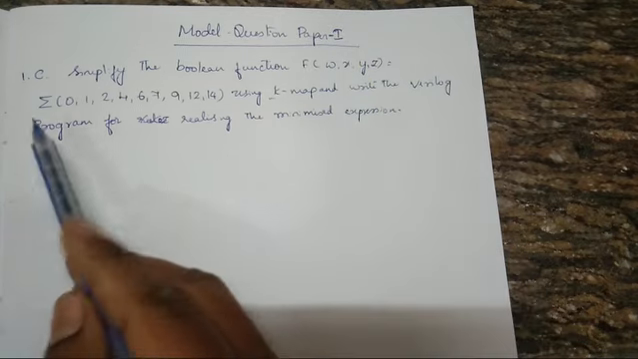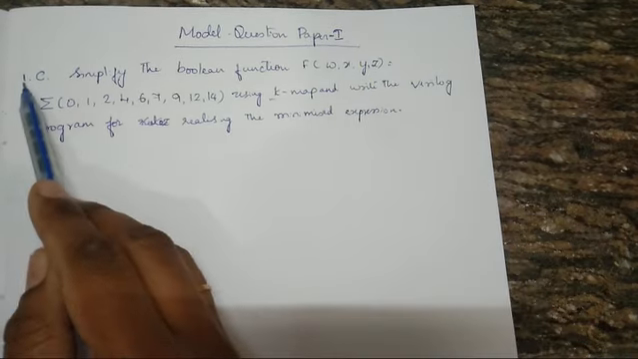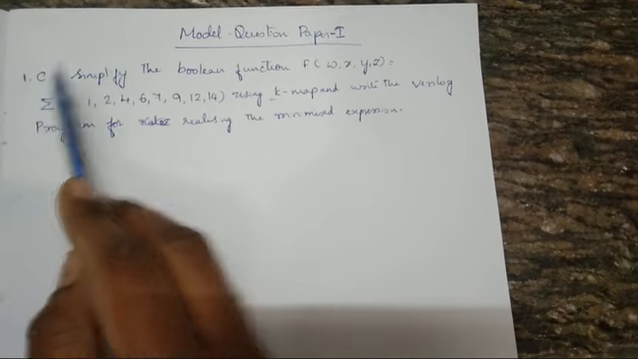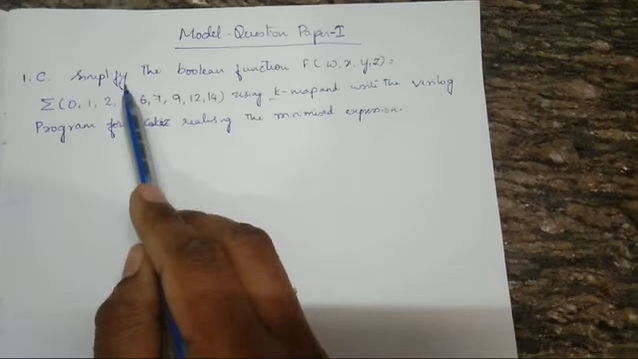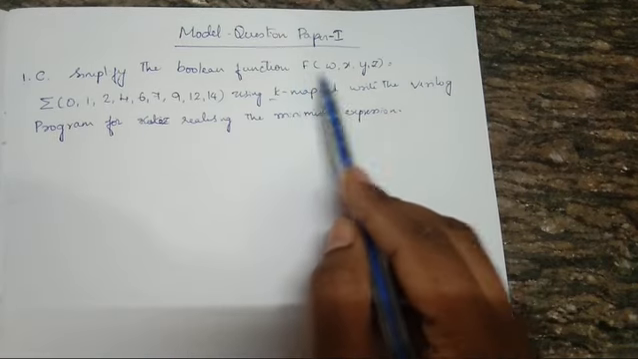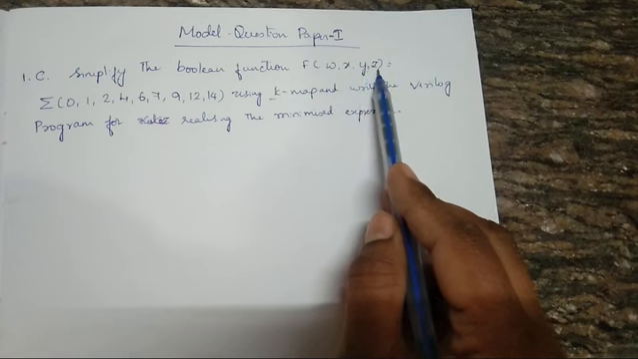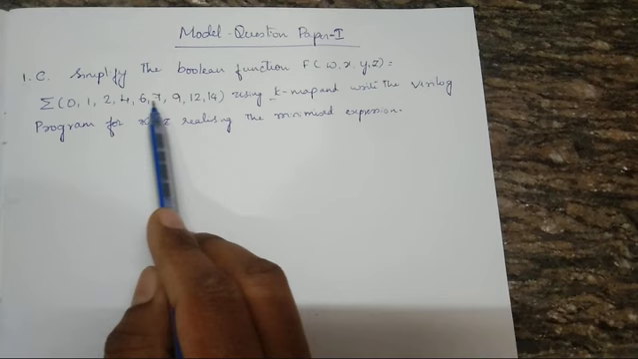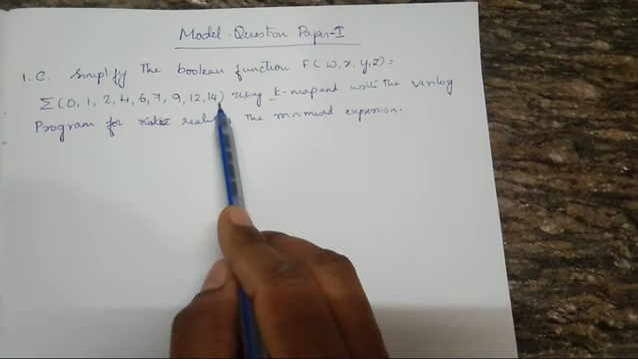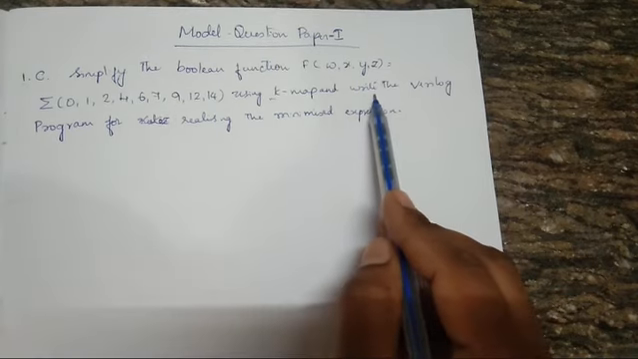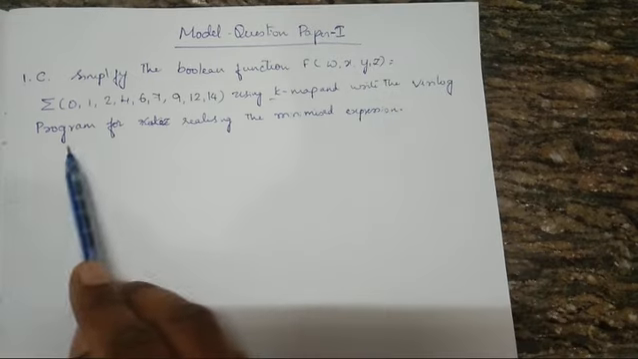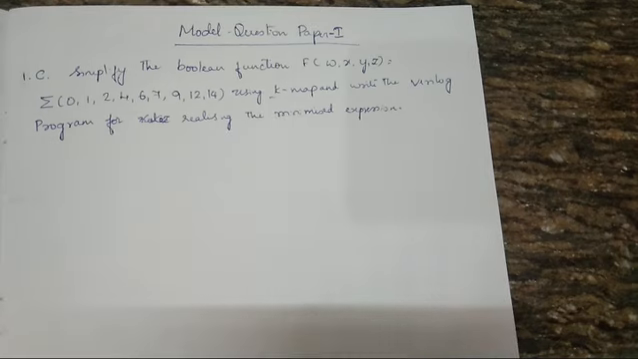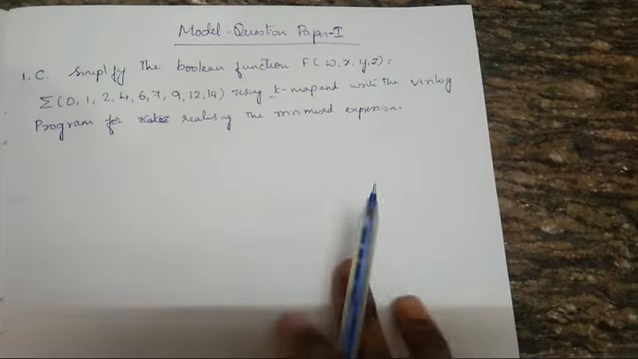Okay, so here I am solving problem number 1C. It is from module 1. The question says: simplify the Boolean function f of w x y z, which is equal to summation of 0, 1, 2, 4, 6, 7, 9, 12, 14, using the K-map and write the Verilog program for realizing the minimized expression. Okay, so this question has two parts in it.